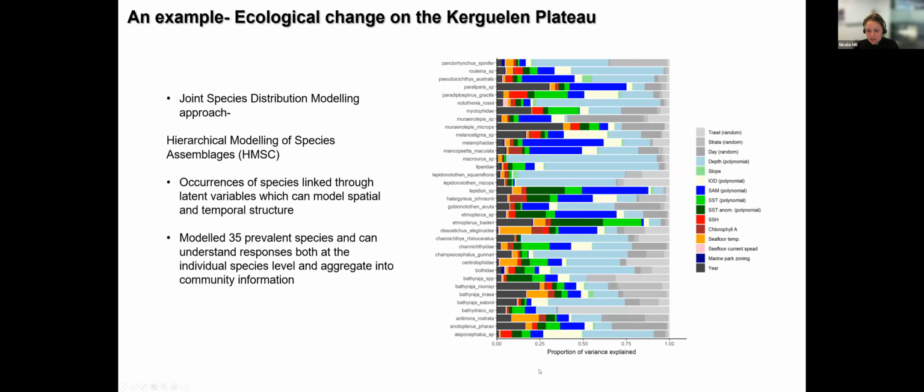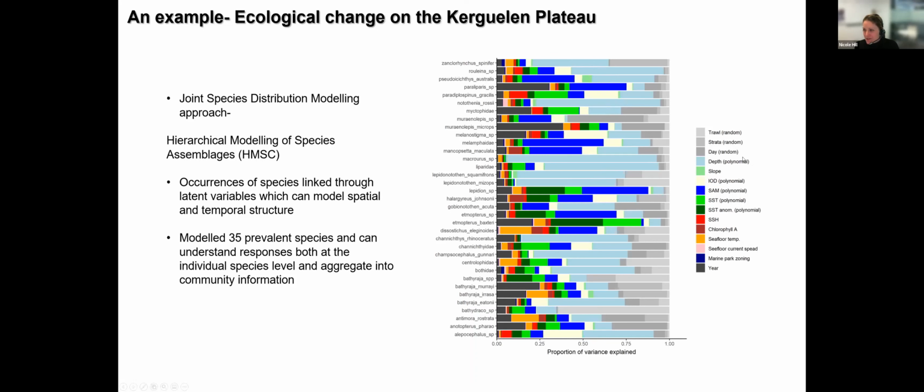This plot over here, we've modelled the occurrence of these 35 species. And this plot over here tells us how important the environmental variables that we've put in there, plus some random variables to do with the sampling, are in determining their distribution. So we can get this for individual species, and we can also produce summaries for the entire assemblage. So in this graph here, you can see that this light blue bar is quite important for lots of species, and that's depth.